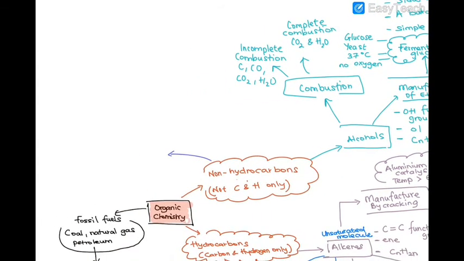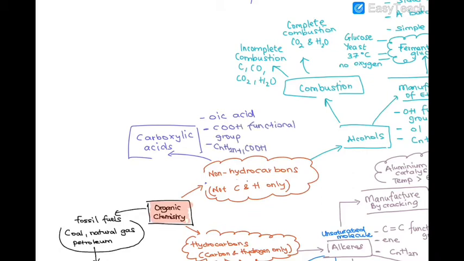The next homologous series is carboxylic acids. Carboxylic acids end with "oic acid". They have the COOH functional group and have the general formula CnH2n+1COOH.